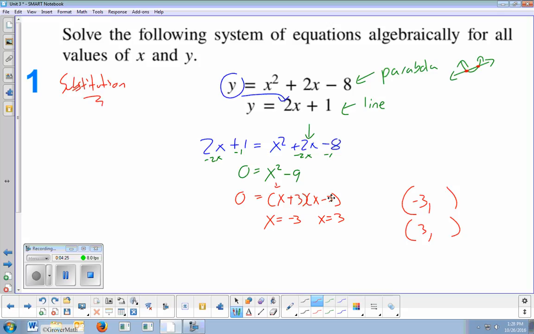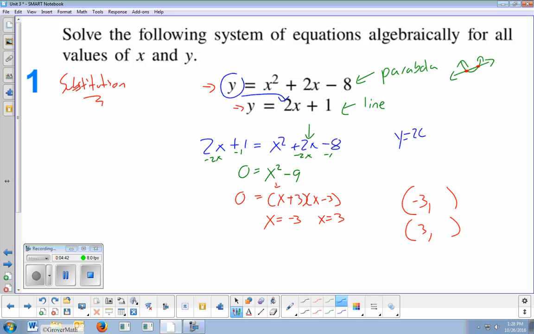I could substitute these x values into either equation because it's a common point they both share, because it's where they're crossing. Now, in my opinion, it's much easier to substitute into the linear equation than the parabola, but you could substitute it into either one. I'll choose to use the linear: y equals 2x plus 1.